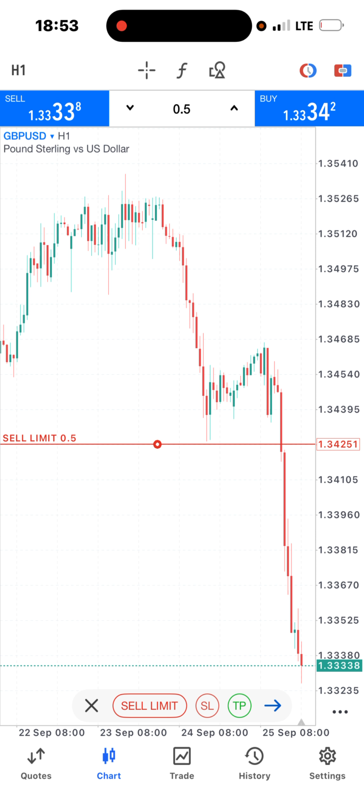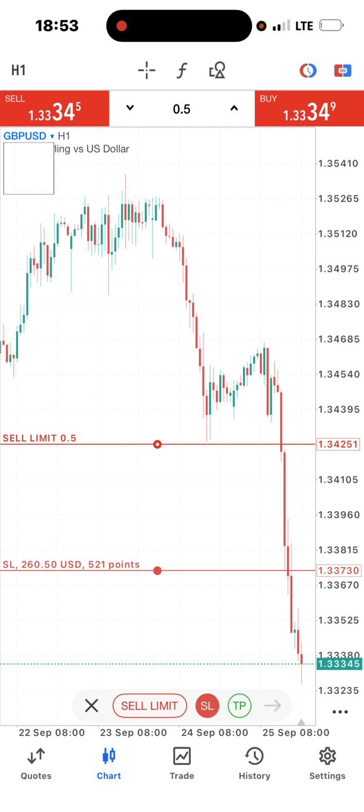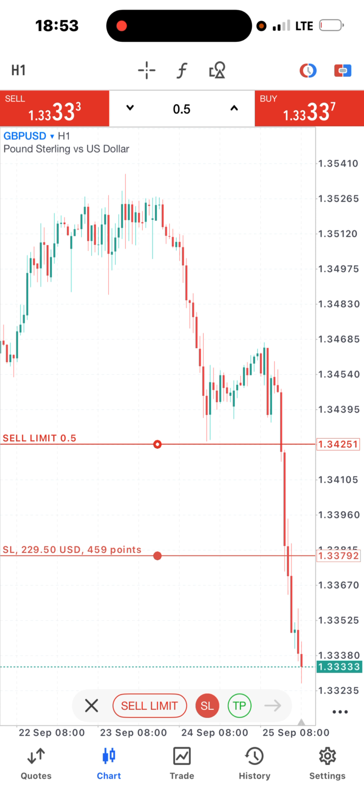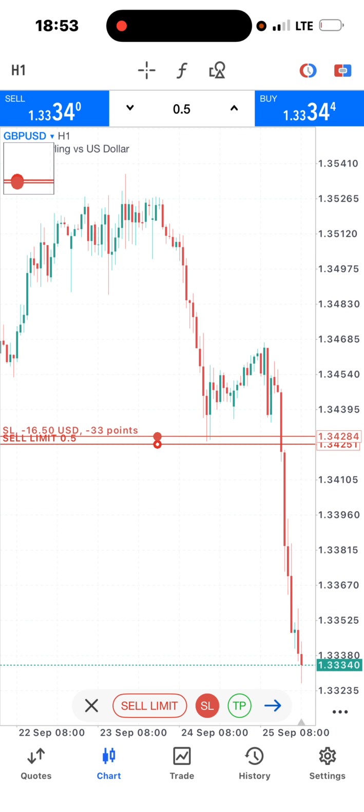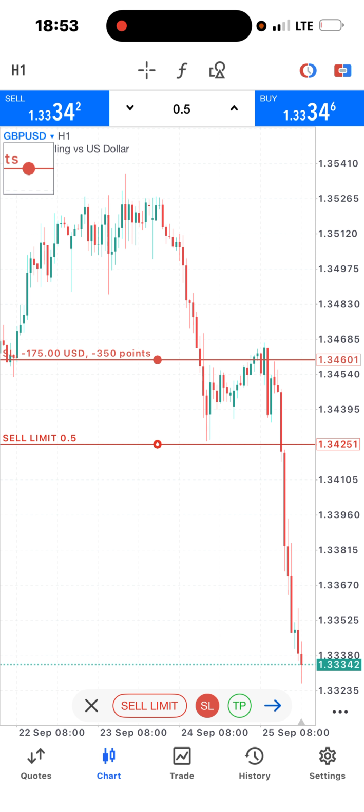Good. 1.3425. And you can see there's a symbol here. You have SL. SL means your stop loss. So your stop loss is the point where you're telling your broker, if this trade is not going my way, if market gets to this particular point, please close the trade for me. That is what stop loss means. So let's assume my stop loss is going to be at 1.346.